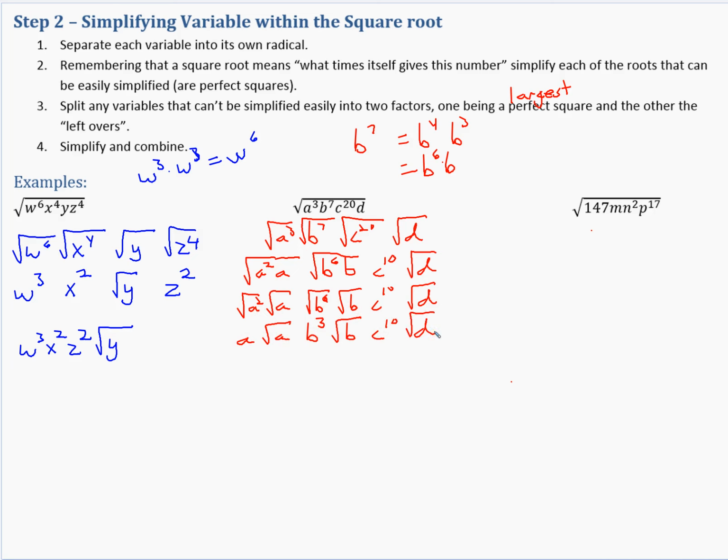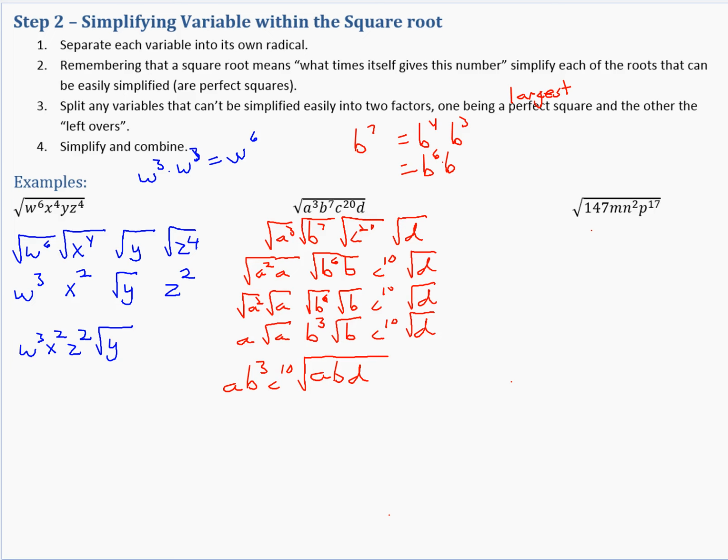And now the last thing we want to do is simplify and combine. So we simplified, and now we want to combine. So our things that aren't in the radical we'll put out here. So we have a b cubed, c to the 10th, and then within the radical, we can make one large radical, we had an a, b, and a d. And so that's our simplified version of the square root of a cubed, b to the 7th, c to the 20th, d.